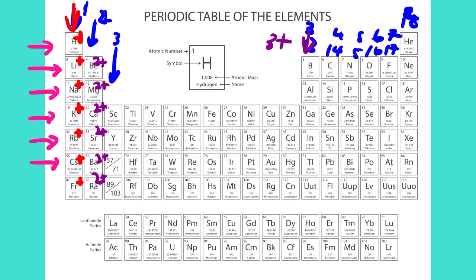In group number 5, it's 3-. Then in group number 6, it's 2-. In group number 7, it's 1-. And then in group number 8, it's actually 0. We consider these elements as inert gases or noble gases. Now simply find or have your own periodic table and write these charges. They will assist us when it comes to the formation of compounds.